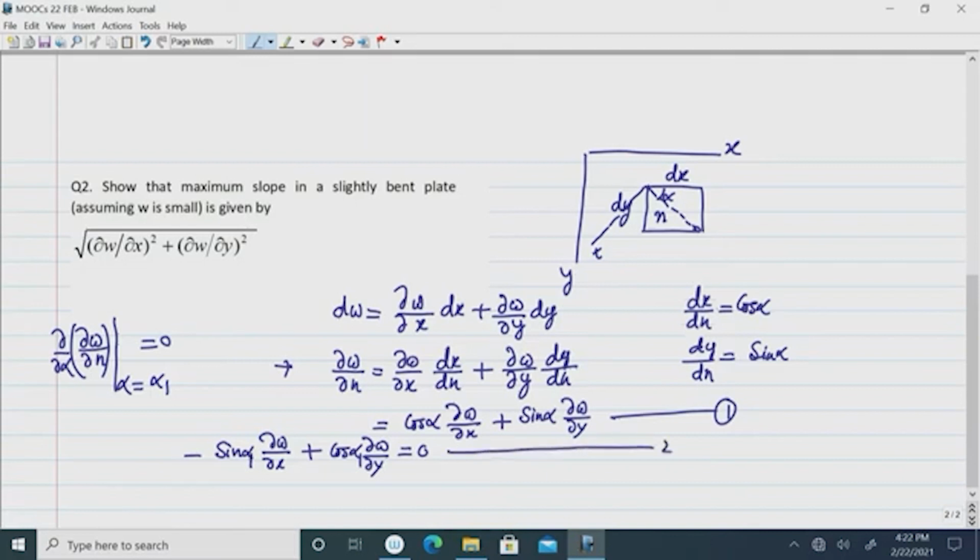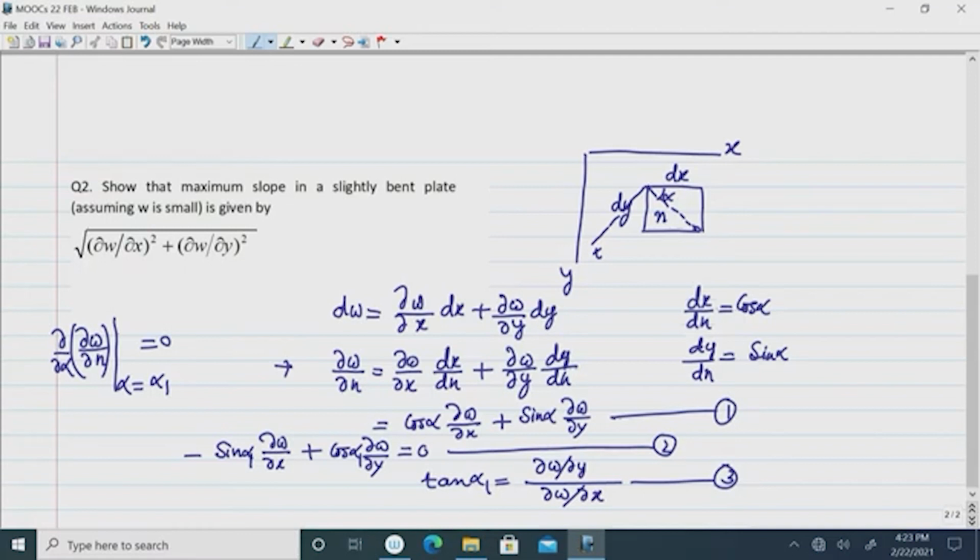From this equation number 2, we get that tan alpha 1 will be equal to del w del y divided by del w del x. So, this equation we have obtained, that is the direction of maximum slope is given by this tan alpha 1, alpha 1 is the direction, and we got this as del w by del y over del w by del x. Now, let us see the expression of maximum slope.